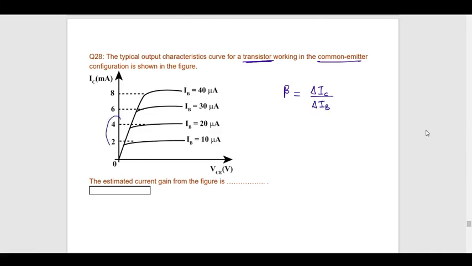As you can observe, each time a step is increased, the change in the collector current is going to be equal to 4 minus 2, or 6 minus 4, or 8 minus 6, that is 2 milliampere, so 2 times 10 to the power minus 3, divided by the change in the base current during the same period, right? So that is 10 times 10 to the power minus 6 ampere. This ratio will give you 200 as the value of beta. So the estimated current gain in this figure is 200.